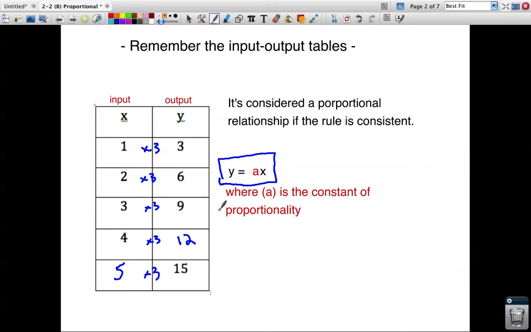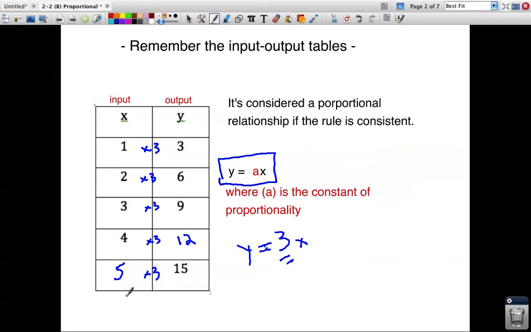So if I wanted to actually write the rule of this, it would be Y equals, my output equals my constant of proportionality, A, which is 3, times my input. This 3 right here would be my constant of proportionality, because that is what I'm multiplying each input by to figure out what my output is. This would be a proportional relationship.